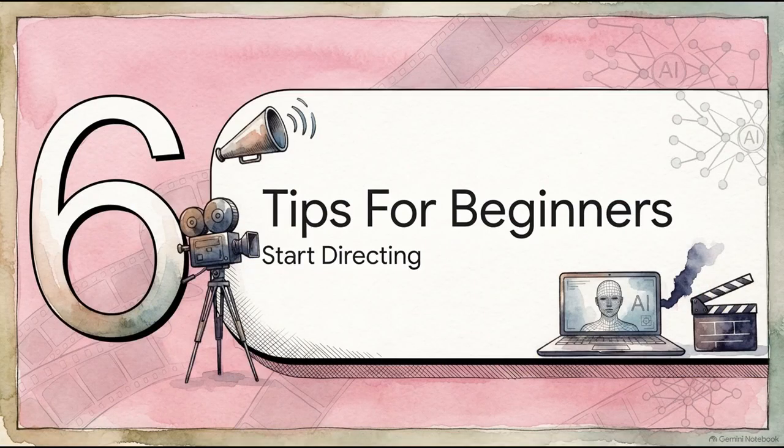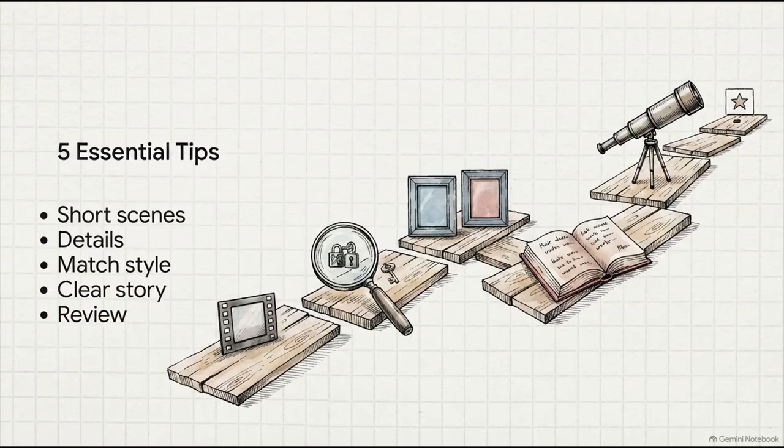And finally, we arrive at Section 6, Essential Tips for Beginners. All right, here are 5 rapid-fire crucial tips for beginners to help you hit the ground running. 1. Start with short scenes, so you don't overwhelm yourself or the AI. 2. Write highly detailed prompts using those 5 key ingredients. 3. Keep your visual style consistent, so your project feels like a unified piece of art. 4. Always give your scenes a clear beginning, middle, and end so they have actual purpose. And 5. Always review and improve your generated content.